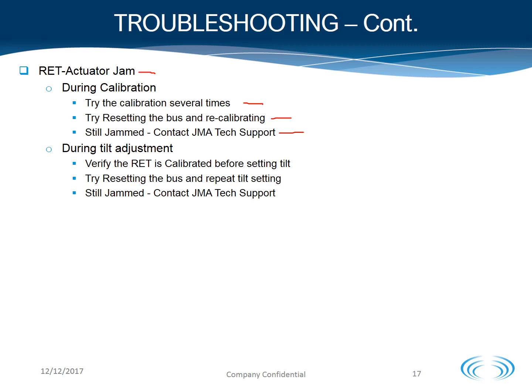If your RET is jamming during tilt adjustment, first of all, verify that you calibrated the RET first before trying to set the tilt. If the RET is not calibrated, it will not know how to step. Second, you could also try resetting the bus again and repeat the tilt setting. If you're still getting a jam, contact JMA Tech Support for help.